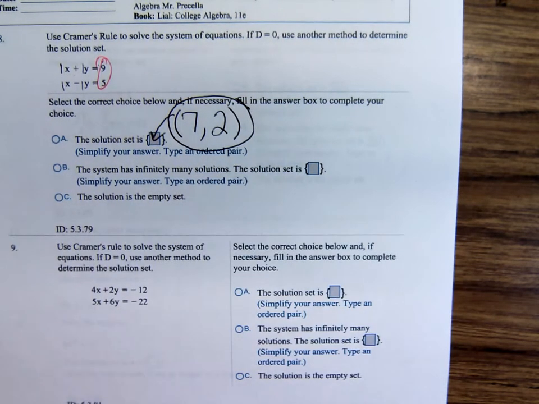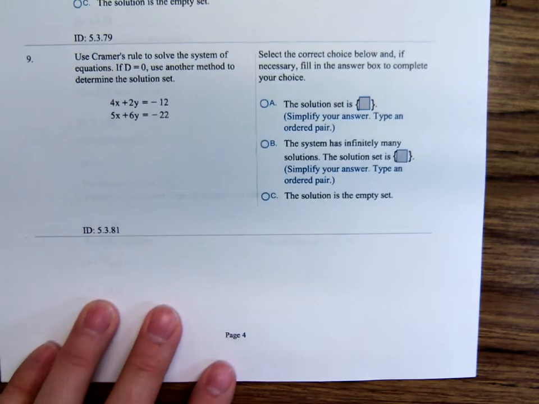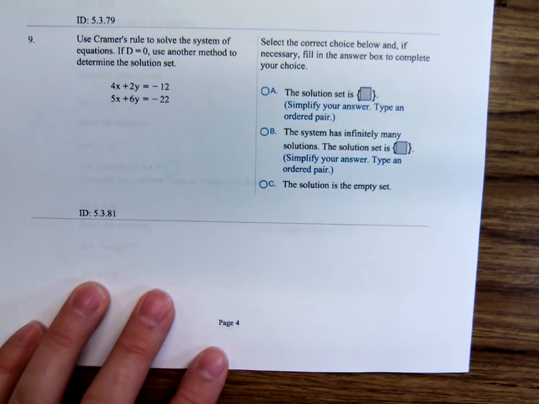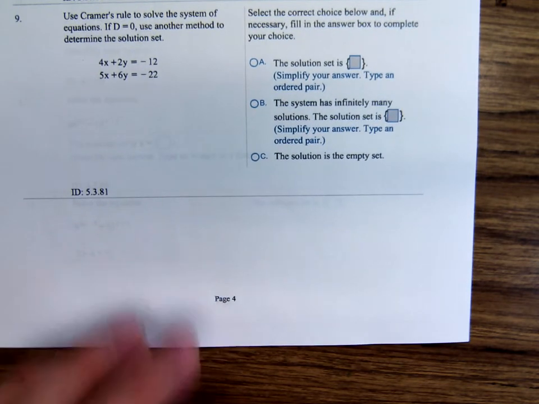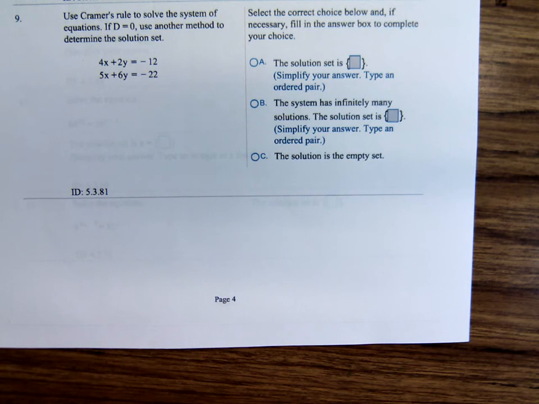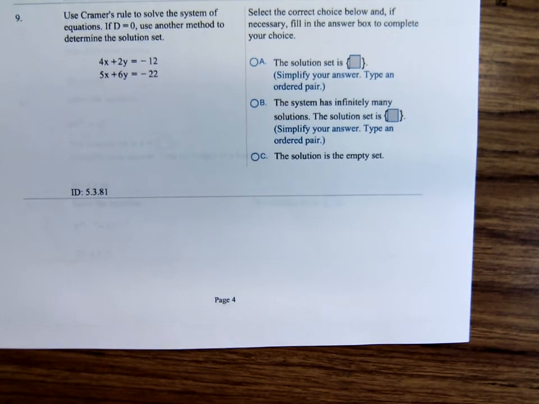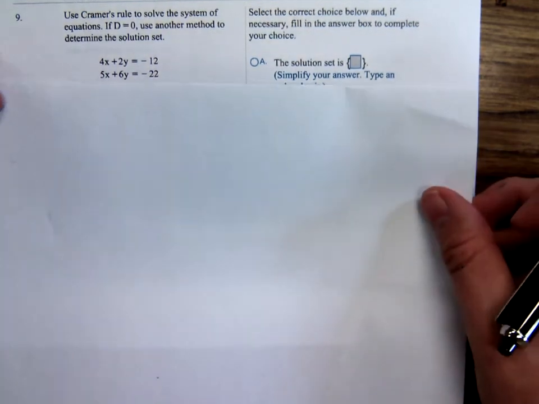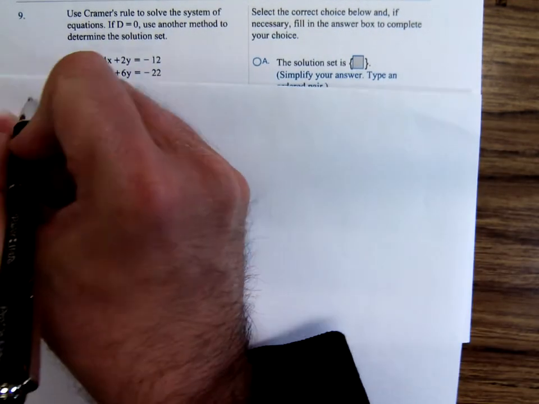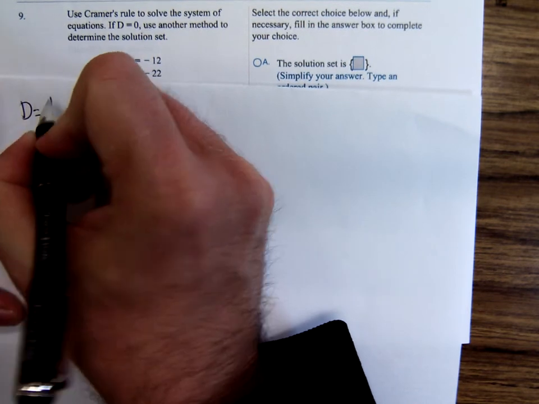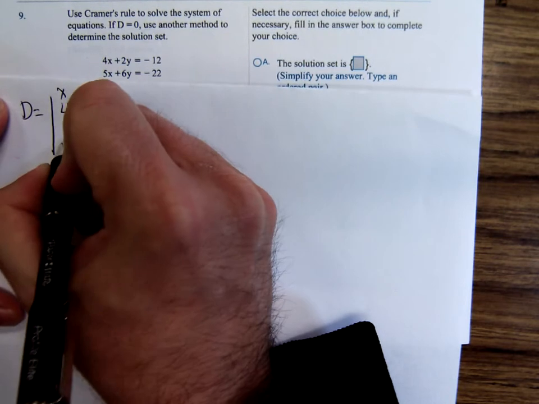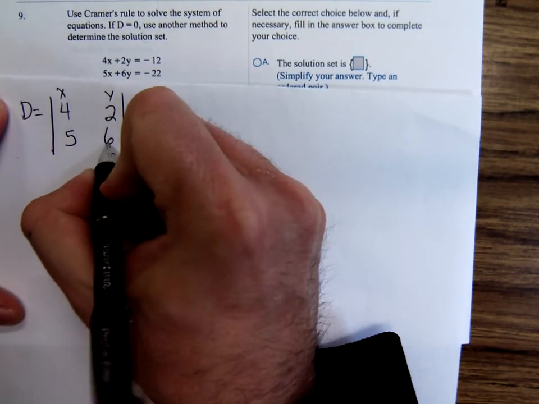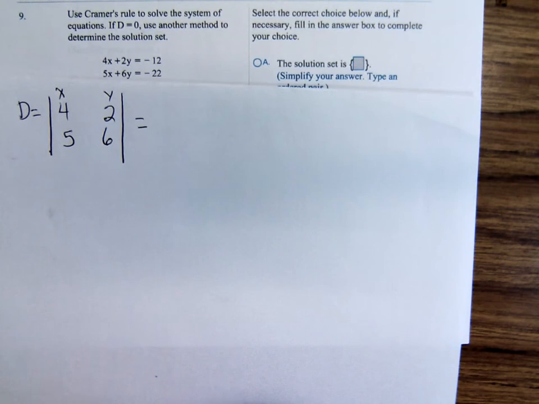Let's do one that has bigger numbers, other than so many ones. So this is problem number 9. Same type of problem, use Cramer's rule. What we're going to do is first find D. We'll have an x column and a y column: 4, 5, 2, and 6. Are y'all caught up with me?